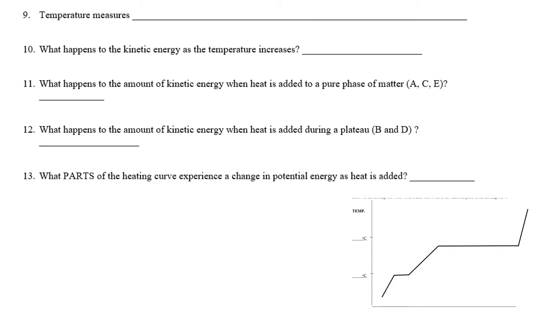Number 9, temperature measures. I hope you get this by now. Kinetic energy. So what happens to the kinetic energy as the temperature increases? The kinetic energy would increase. So what happens to the amount of kinetic energy when heat is added to a pure phase of matter? It says A, C, and E. That's A, that's C, that's E. We should have labeled this before. That's okay. And then the plateaus are B and D.